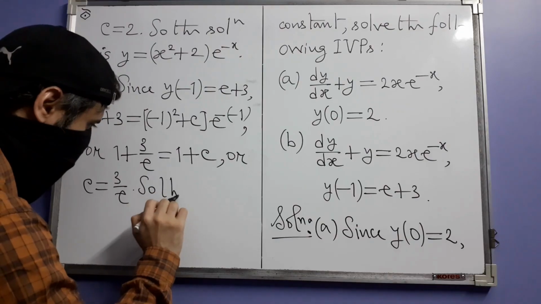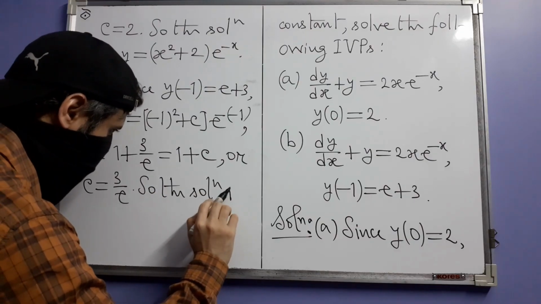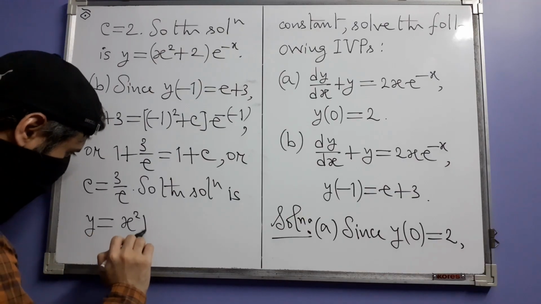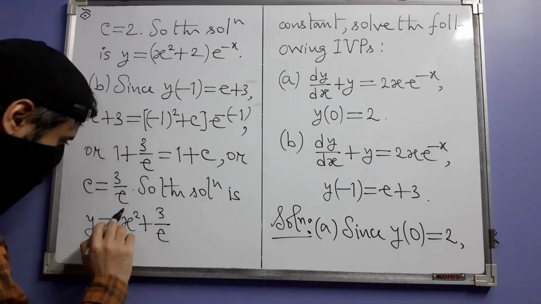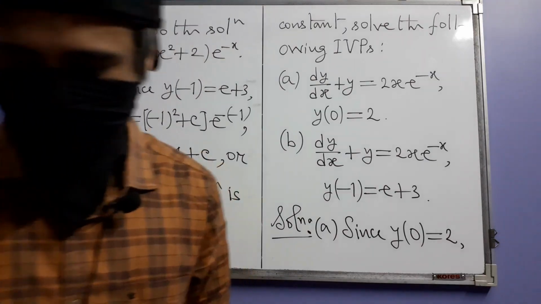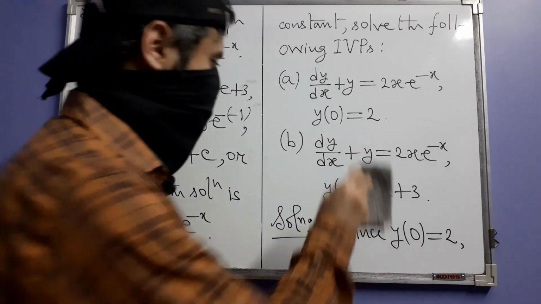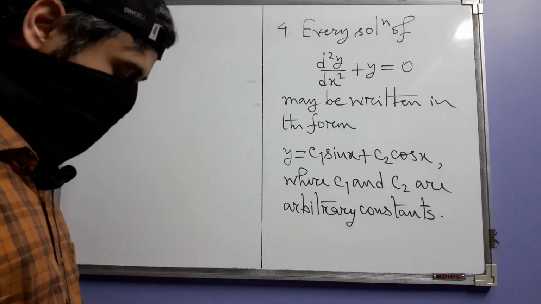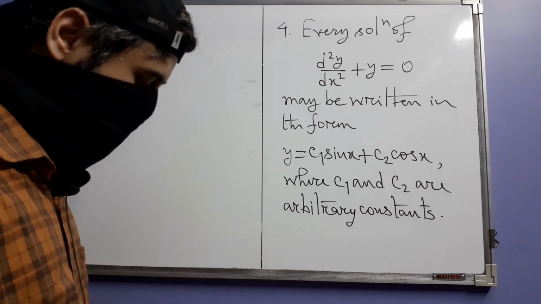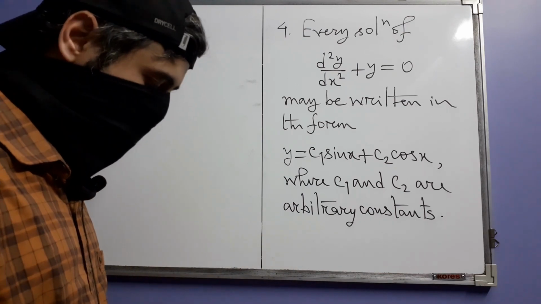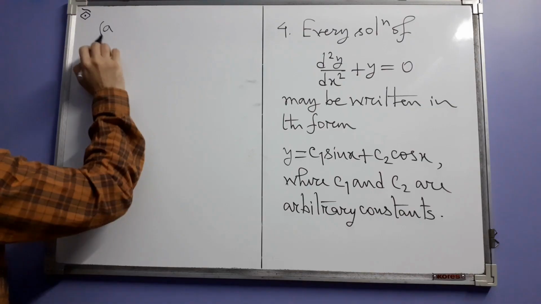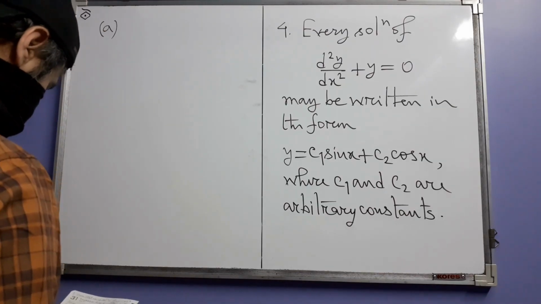So the solution is, in this case, y equal to x square plus 3 over e times e to the power minus x. Okay, so that's the solution to the exercise. Next, 3 boundary value problems are given. We have to show that the first 2 have solutions, but the third one does not have solution. So let me just write the BVPs, simply that, without writing much more.